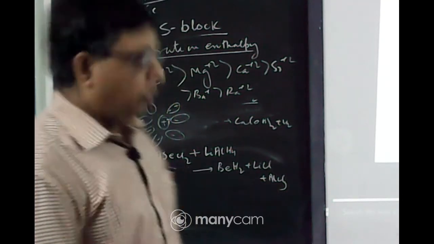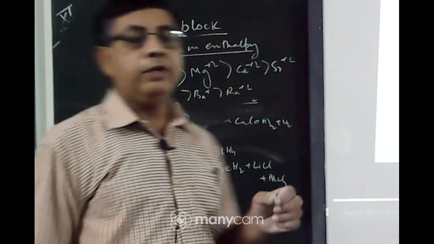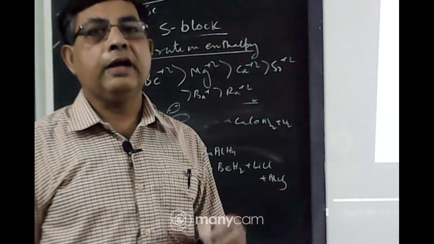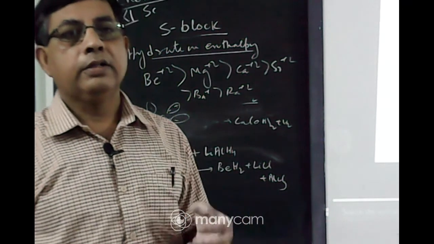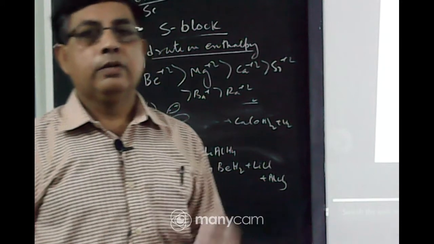Okay. So, in the next class I will discuss some important compounds of the alkaline earth metals like bleaching powder, cement, plaster of Paris, and so on.